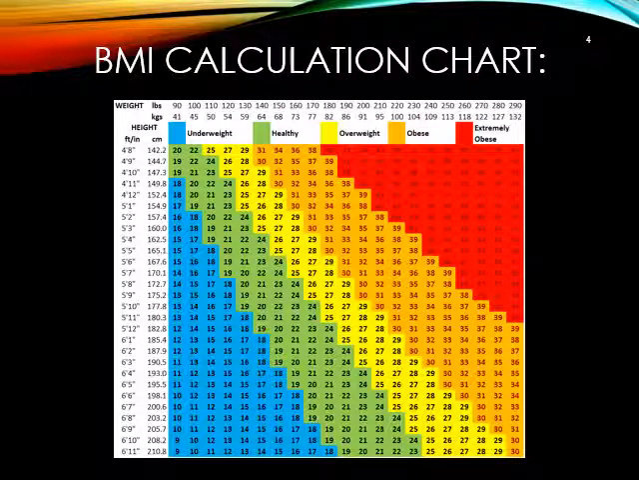So here's actually a BMI calculation chart. If you want to see where you fit in, look at your height over on the left. I'm 5'5". I'm not going to tell you my weight, but you can see 5'5" there on the left. Then you just follow it over and find your weight, and that would tell you what your BMI is. If you notice, green is healthy, blue is underweight, yellow is overweight, orange is obese, and red is extremely or morbidly obese.